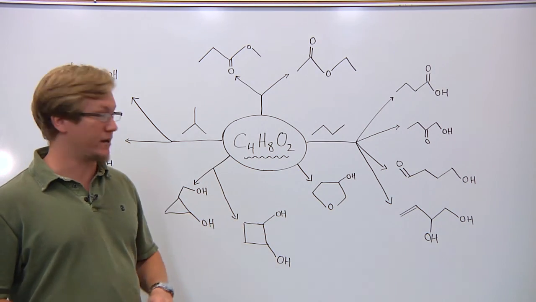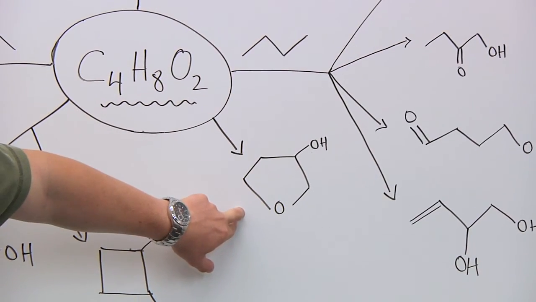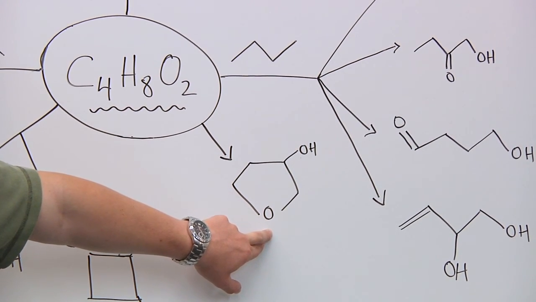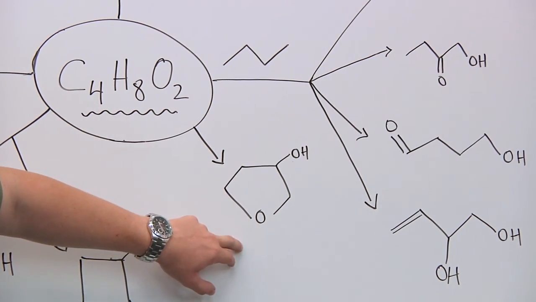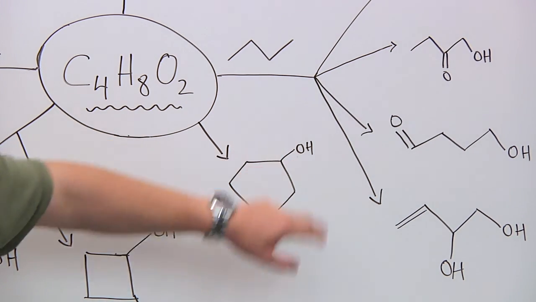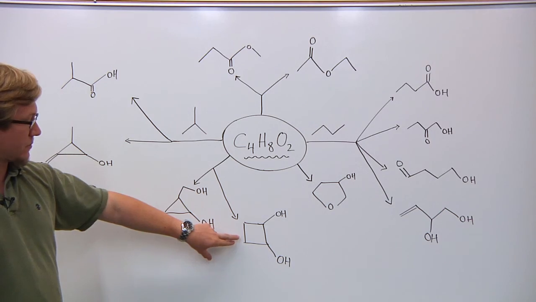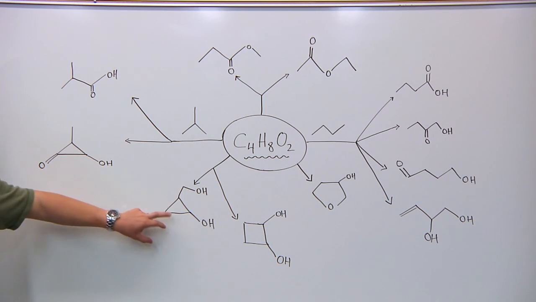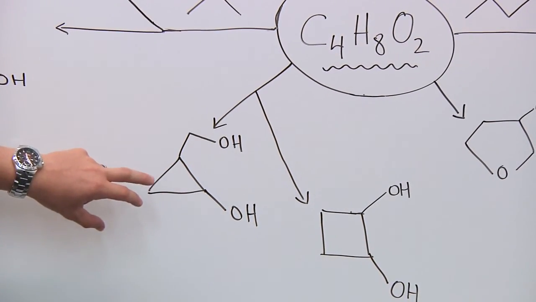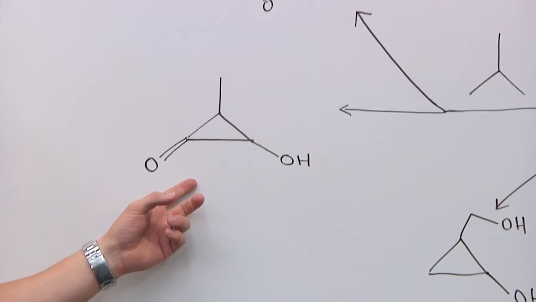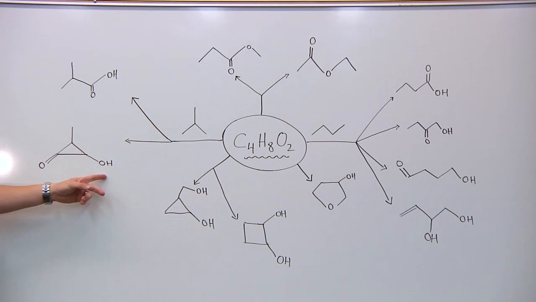But we can also have a ring. We see here, this is an ether. It has an oxygen as a part of the ring. So we now have a 5-atom ring instead of a 4-atom, and an oxygen. So there's one ring. We have a diol here with a 4-carbon ring. We have a diol with a 2-carbon ring, or a 3-carbon ring. And we look over here, and we have a 3-carbon ring with a ketone and an alcohol.